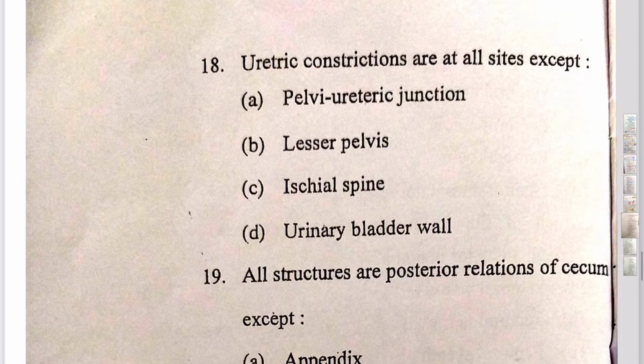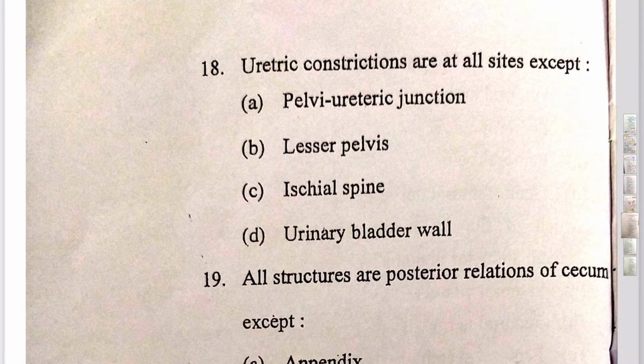Question number 18, ureteric constrictions are at all sites except: pelvi-ureteric junction, lesser pelvis, ischial spine, urinary bladder. So you need to revise these constrictions of ureter. These are very important and often asked. You know that there are minor calyces, then major calyces, then they form this renal pelvis. From this renal pelvis, the ureter is formed. Ureter descends down like this. The length of ureter is 25 centimeters or 10 inches.